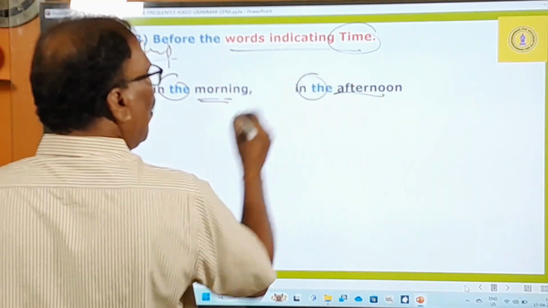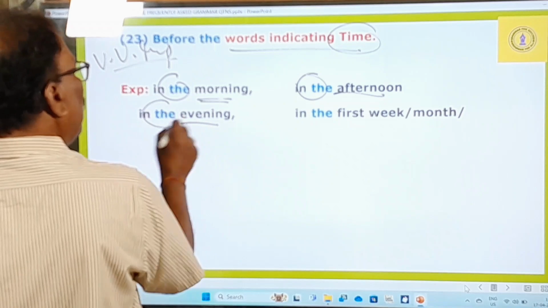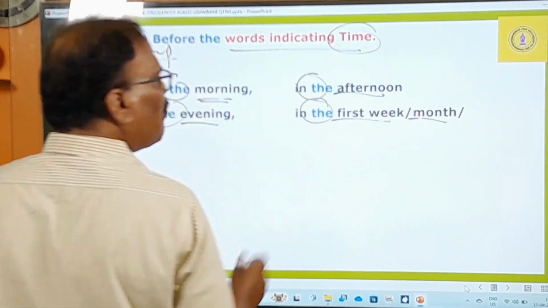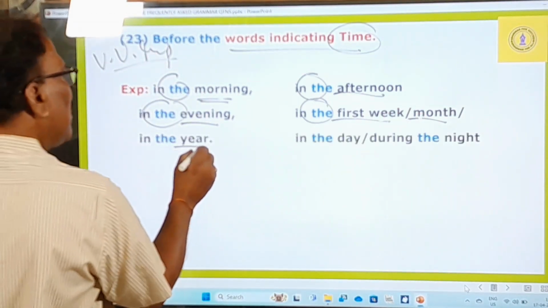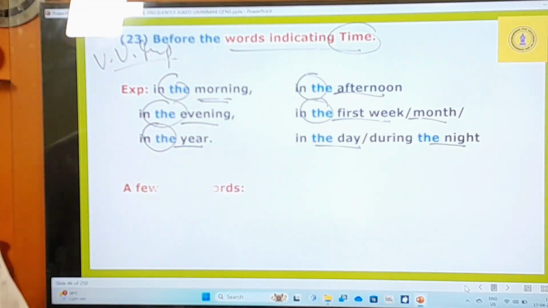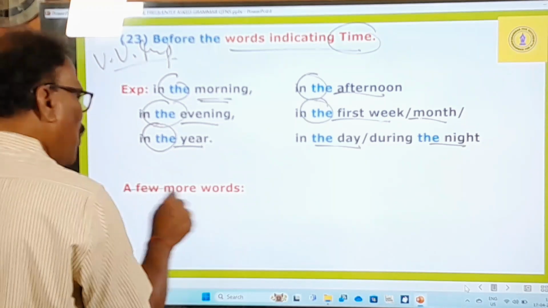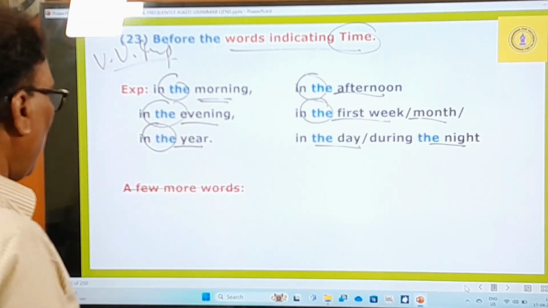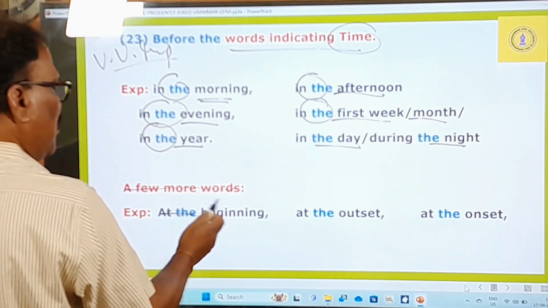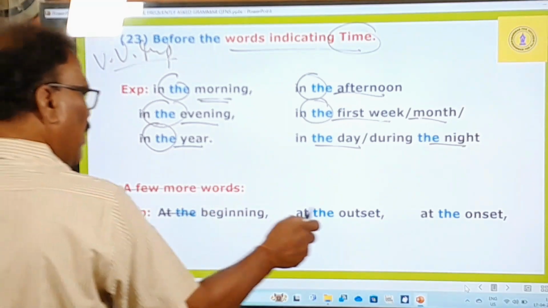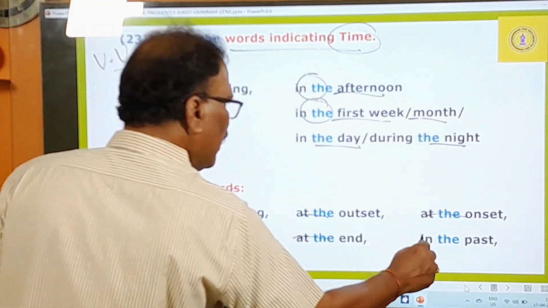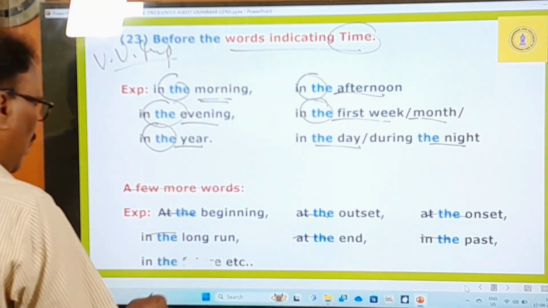Afternoon indicating time, in the afternoon. Similarly, in the evening, in the first week, in the first month. So week and month indicate time. Year is the word indicating time, in the year, in the day, during the day. And in a few more words also, we use the definite article. How? Like this. At the beginning, beginning also indicates some time. So at the beginning, at the outset, at the onset, in the long run, at the end, in the past, and here in the future.